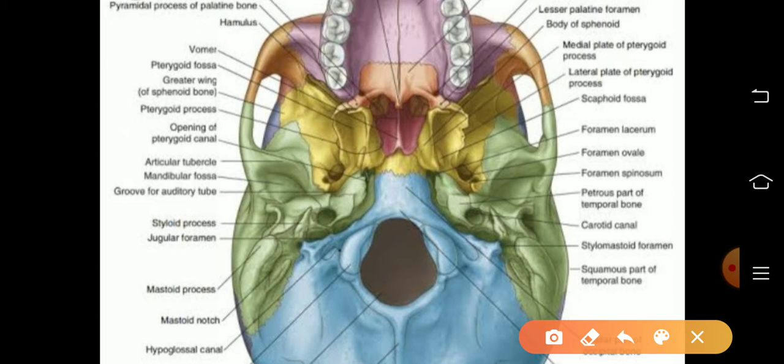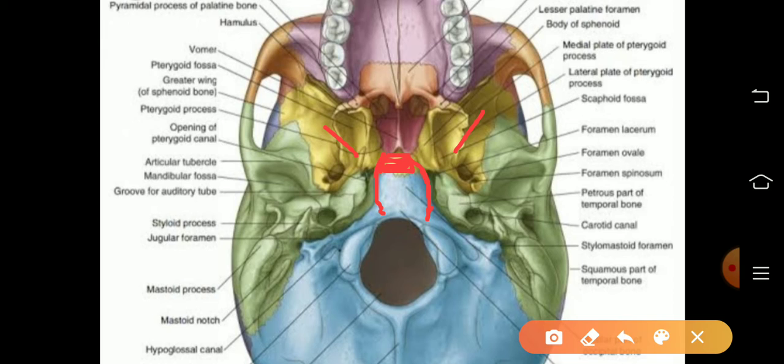So the posterior part of the body of the sphenoid, this part. This is the sphenoid bone, the yellow colored thing. The whole yellow colored thing is the sphenoid bone. This is the posterior part of the body of the sphenoid. You can just visualize in your mind that this is the pharynx, extending from here. This is the superior part of the pharynx you're seeing.